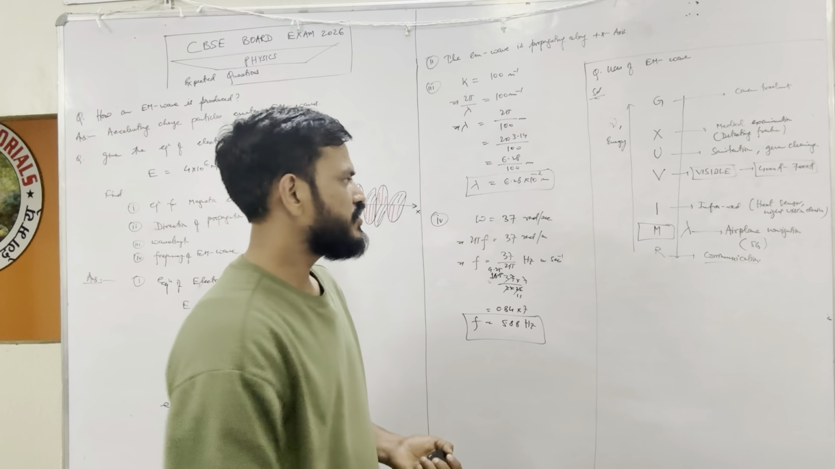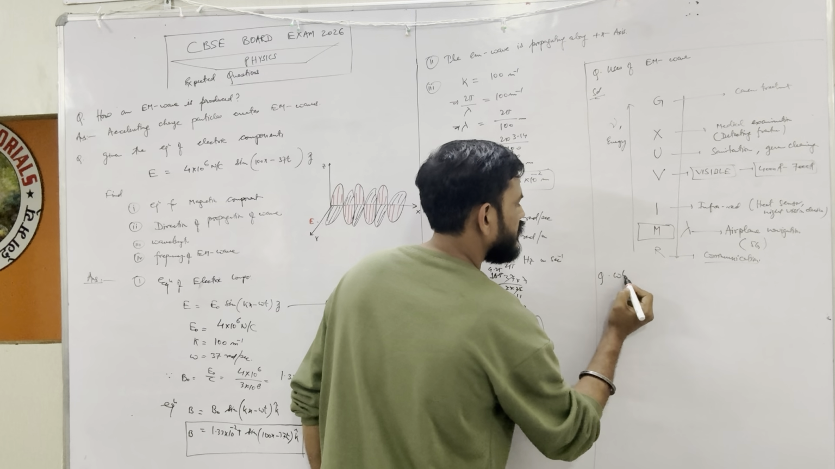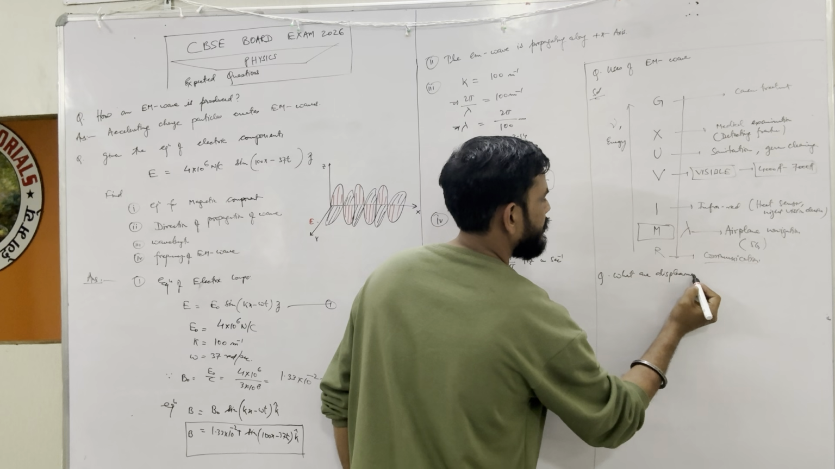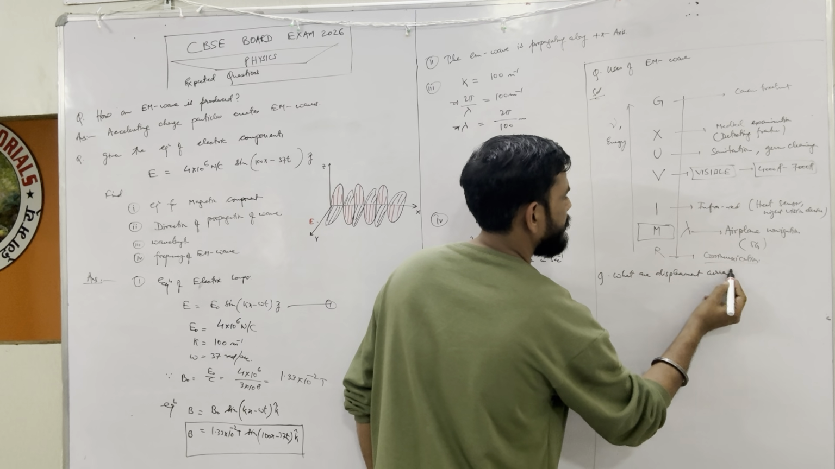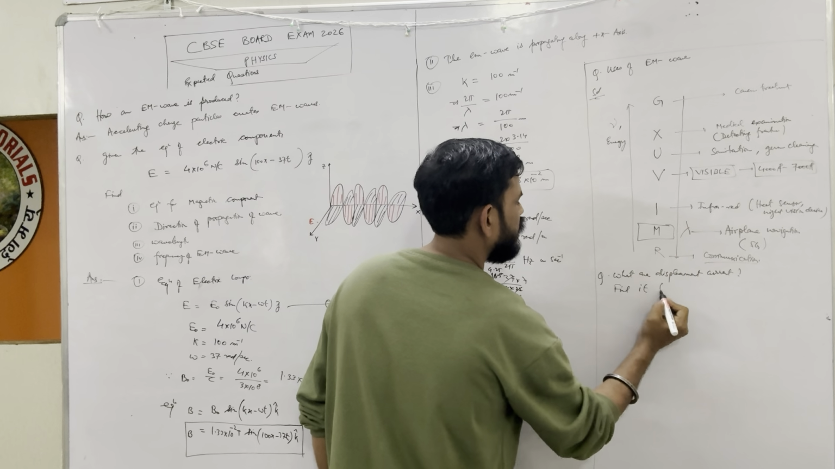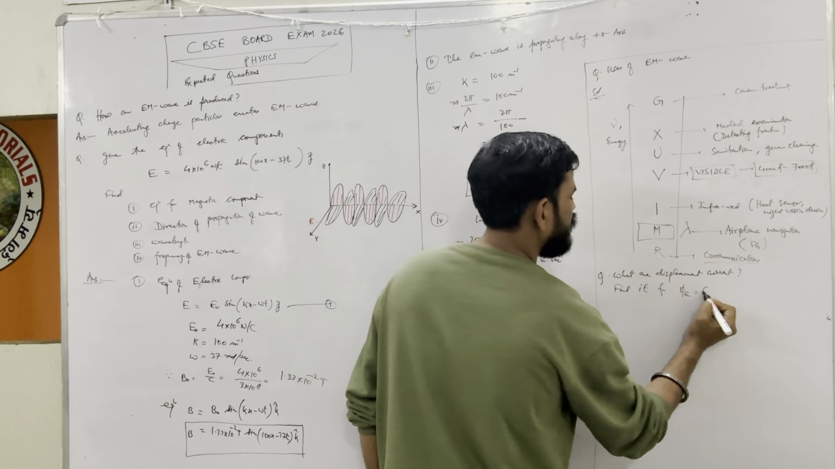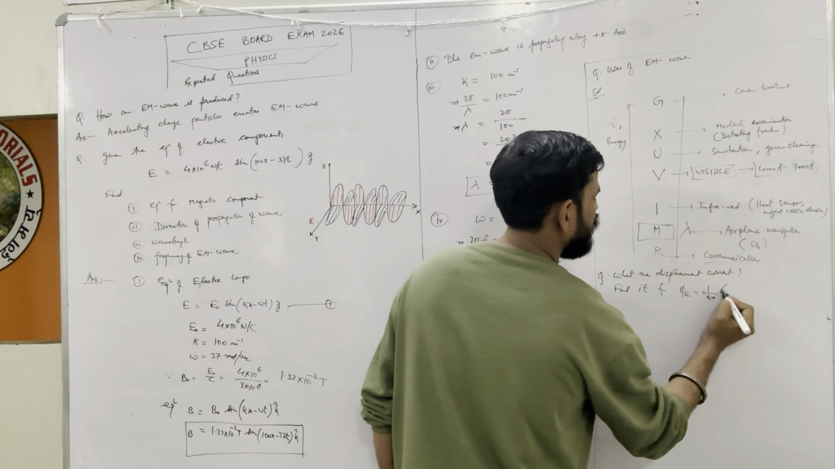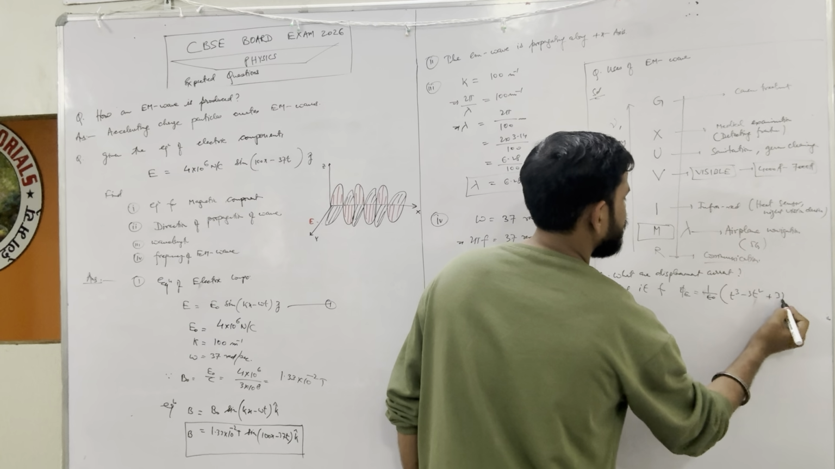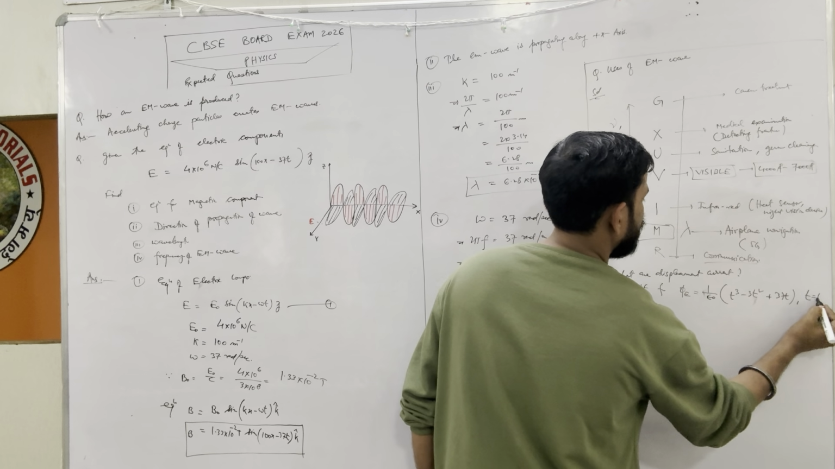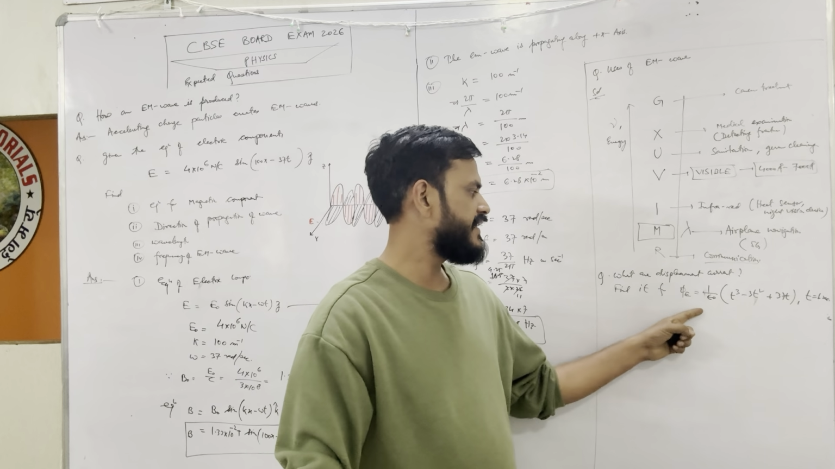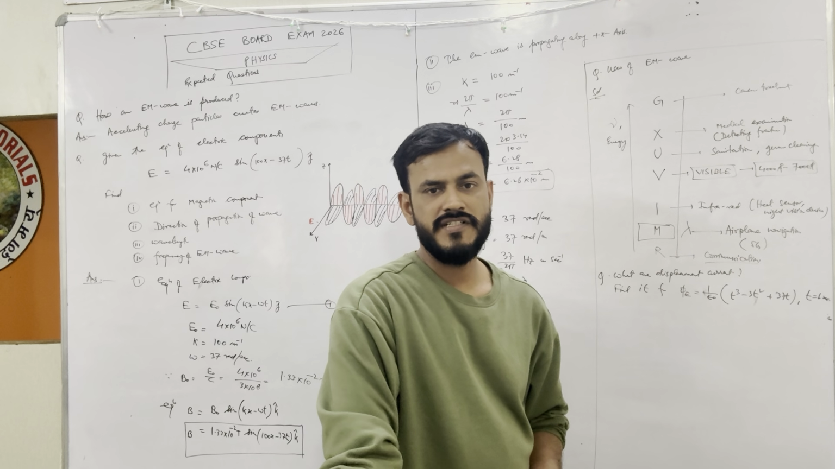All right. So the next question is, what are displacement currents? Find it for phi e equal to 1 by epsilon naught times (t cube minus 3t square plus 37t) at t equal to 1 second. So first you need to tell what are displacement currents, and you have to find the displacement current for this electric flux.